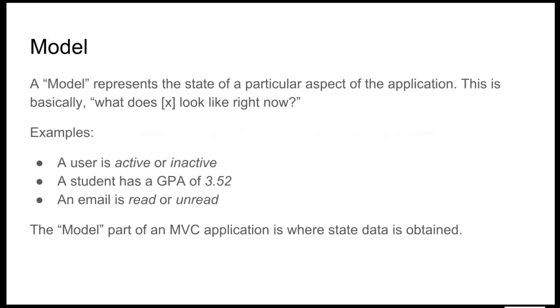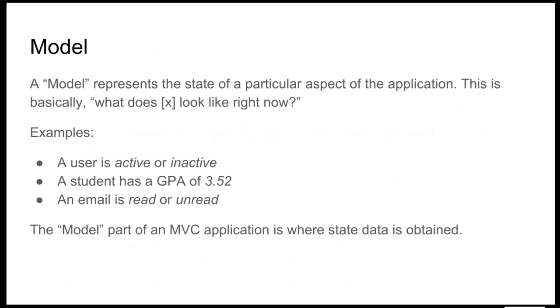So a model. A model represents the state of a particular aspect of the application. That's really abstract. What is it? It's basically, what does X look like right now? An example. A user would be active or inactive. Right? A student would have a GPA of 3.52. An email would be read or unread. Each of the elements there that are in italics represents a specific or particular state of a thing.